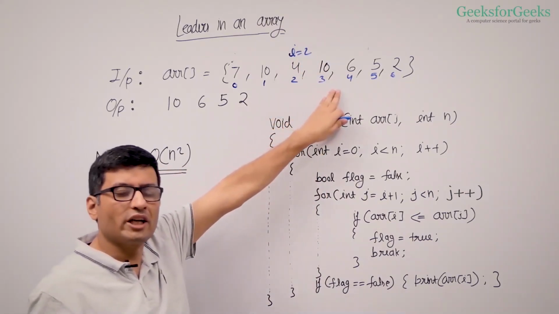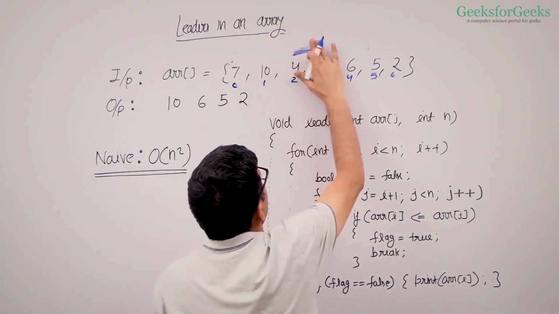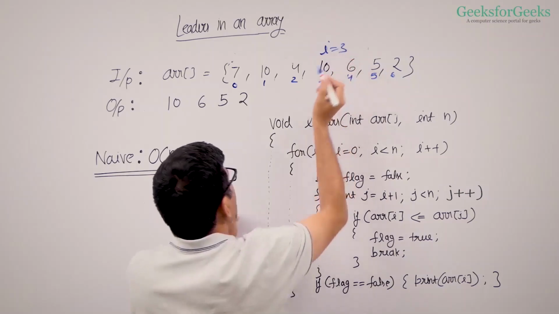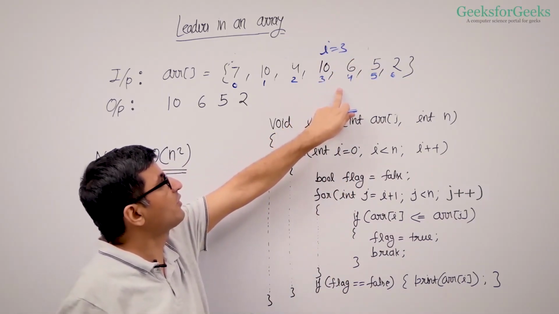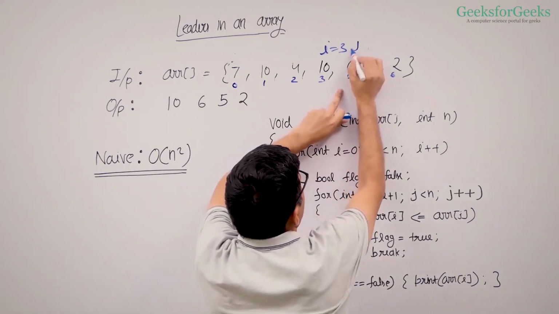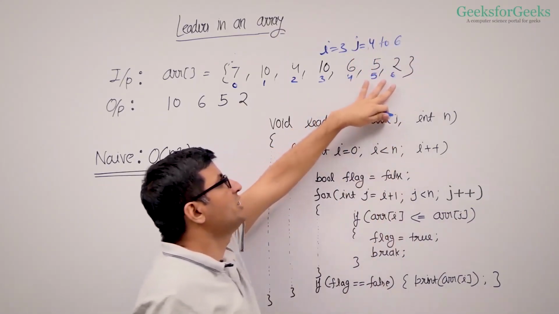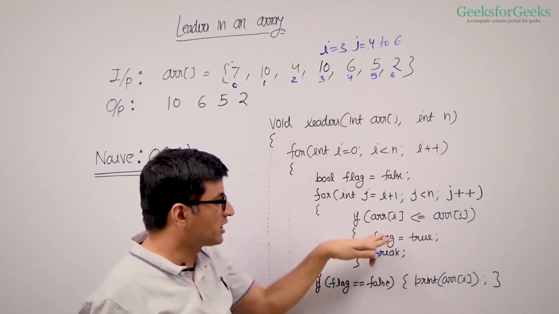Again, you will find a greater element and you will break the loop and you will not print it. You will come here for I equal to 3. This time, you will check for this condition for j equal to 4 to 6.